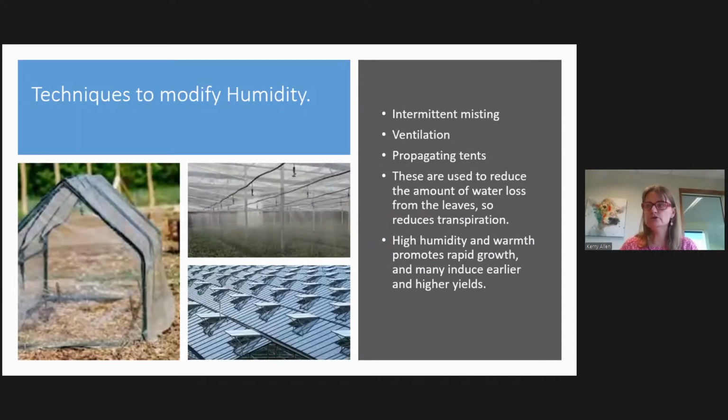Right, moving to humidity. So here we've got a number of techniques that we use. All of them are to try and reduce the amount of water loss from the leaves, so it reduces that transpiration. So you're trying to increase high humidity and keep that warmth, and then you have rapid growth and higher yields, and hopefully they will ripen earlier. So just showing you a couple of techniques. So there's misting, opening vents, so ventilation, and looking at propagation tents there.